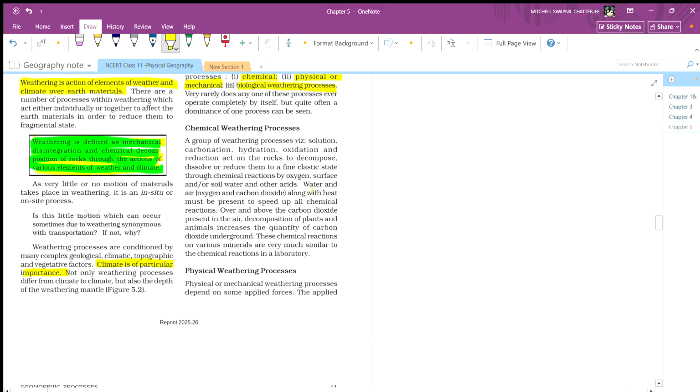So water and oxygen act as a catalyst that speeds up the chemical reaction. Anything that speeds up a chemical reaction is called a catalyst.